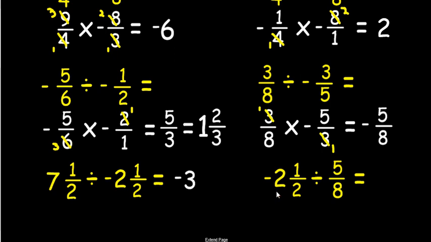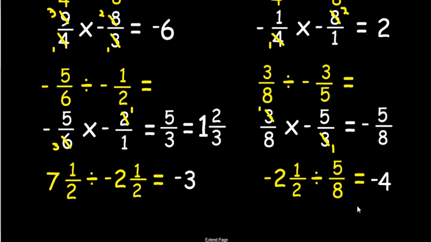Moving on. The last problem, a negative 2 1/2 divided by 5/8. Again, pause the screen, work it out. Let's see how you did. All right. If you take negative 2 1/2 divided by 5/8, we should have a negative quotient. And the answer is negative 4.